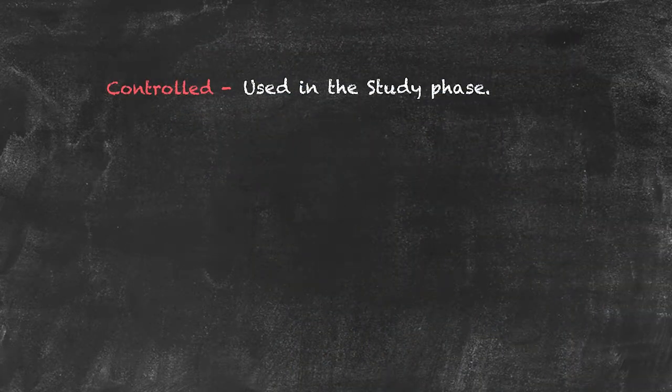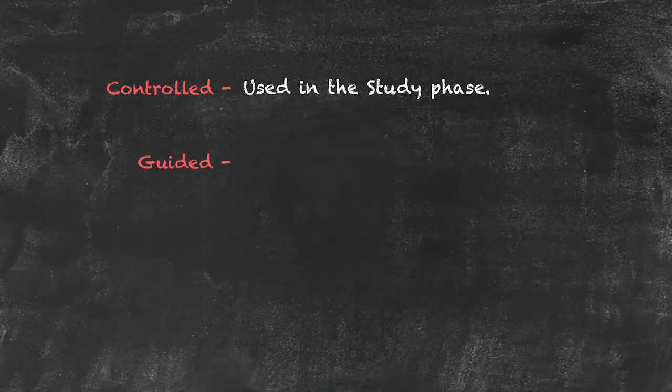So speaking activities will come in many different forms, but we can generalise them into three basic types. Controlled activities tend to be used in the study phase, and here the teacher will be helping the students in terms of what they need to say and how they go about saying it. So there's a high level of structure within a controlled activity.